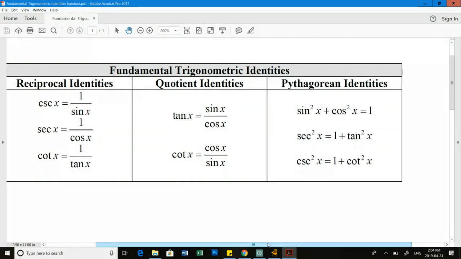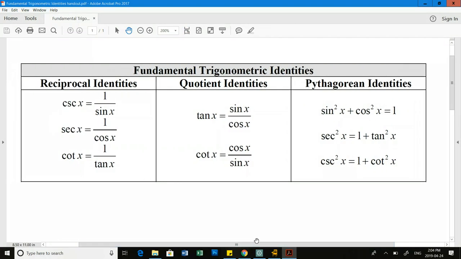There are actually more that we know are true, but these are going to be the main ones that we work with this year. And we actually already know some of them, the reciprocal identities. We know that cosecant is the reciprocal of sine, secant is the reciprocal of cosine, and cotangent is the reciprocal of tan. These ones we don't know yet.